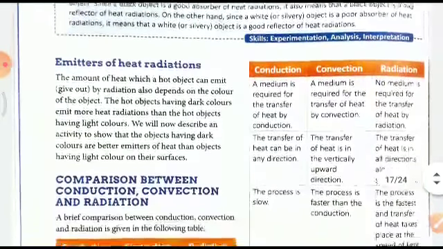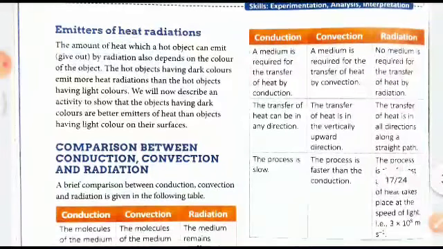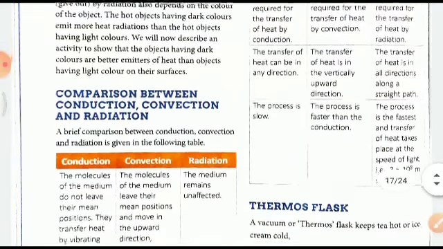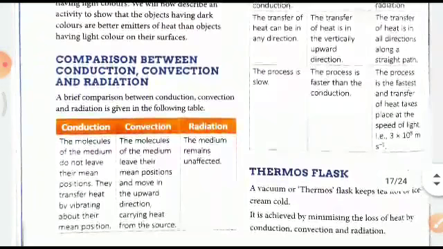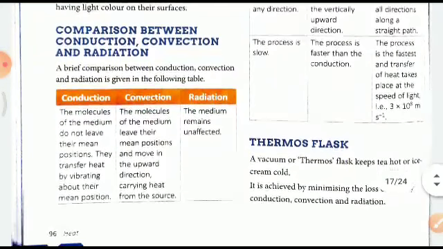So we move now to emitters of heat radiation, and the amount of heat which a hot object can emit by radiation also depends upon the color of the object. The hot object having dark colors emits more heat than those with light colors. Right. Next is a comparison between conduction, convection, and radiation.